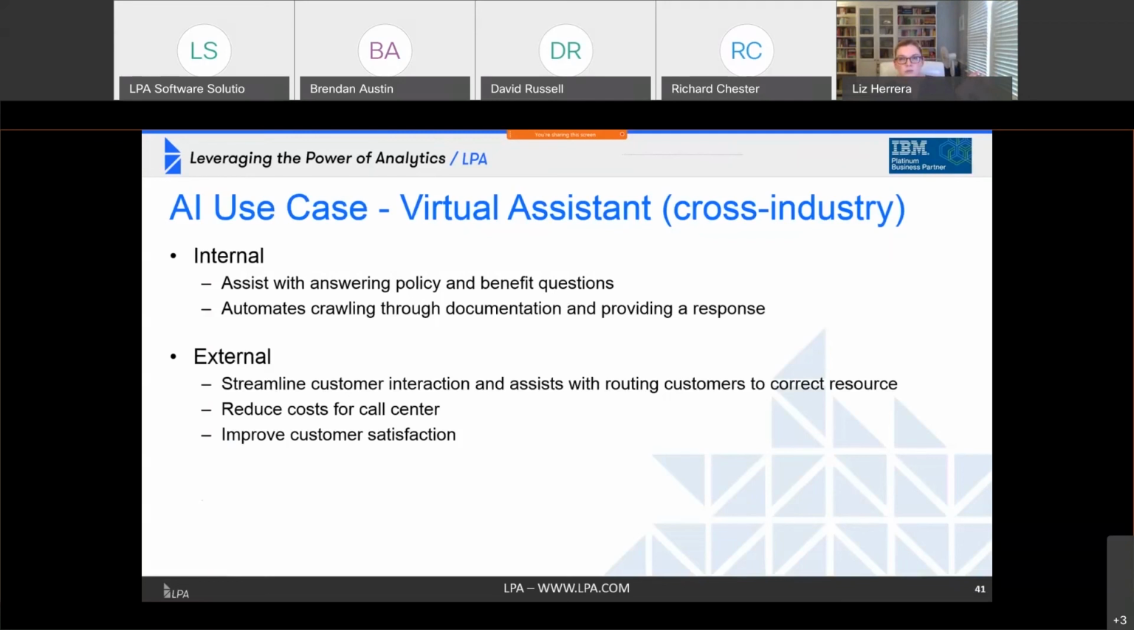The other piece internally, you can support folks who need to sift through a lot of information, like a call center agent or something like that. It basically can automate crawling through documentation and providing a response. So it's a time saver. From an external standpoint, we've seen this streamline the customer interaction and improve customer satisfaction, because they don't sit on a line for 30 minutes. They're routed pretty quickly with the assistant. It reduces the call time by quite a significant amount, and it can reduce the costs. In this case, we've seen call centers benefit from this.